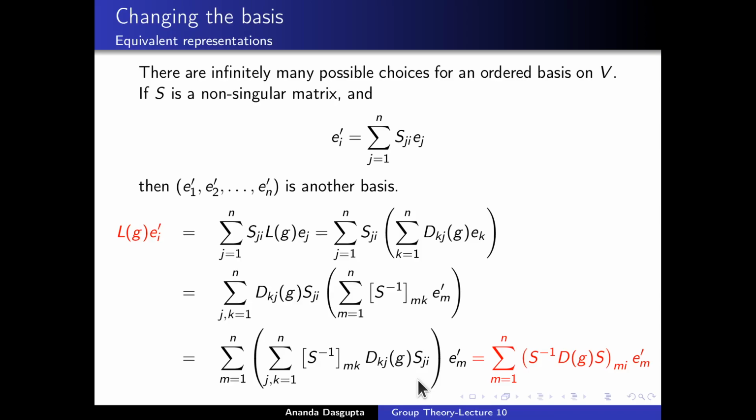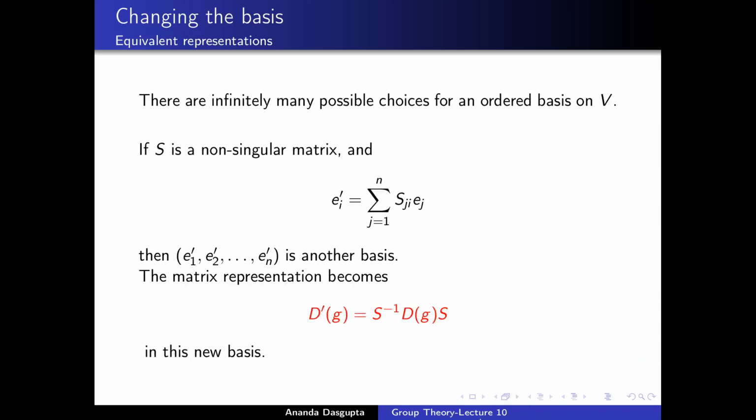So the upshot of all this is, when you expand LG E prime, EI prime, in terms of the prime basis vectors, you get a new matrix representing the same old LG, but this new matrix is related to the old one simply by this rule. The new matrix D prime G is S inverse DG times S. So this is exactly what linear algebra had already taught us.